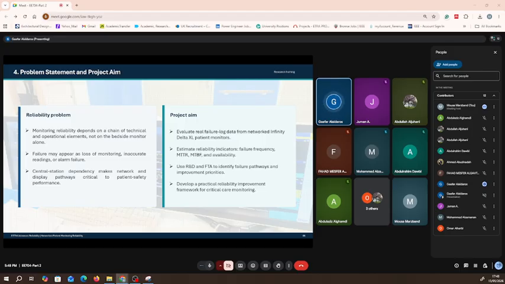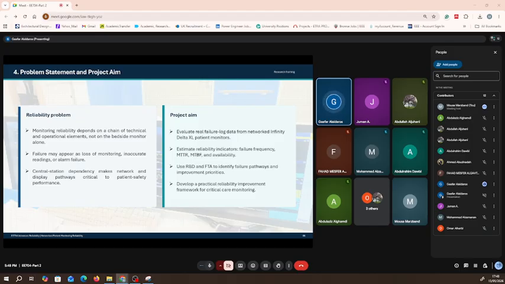Central station dependency makes the network and display pathway especially important. If the bedside monitor is working locally, but the central station doesn't receive the information, staff awareness can still be affected.